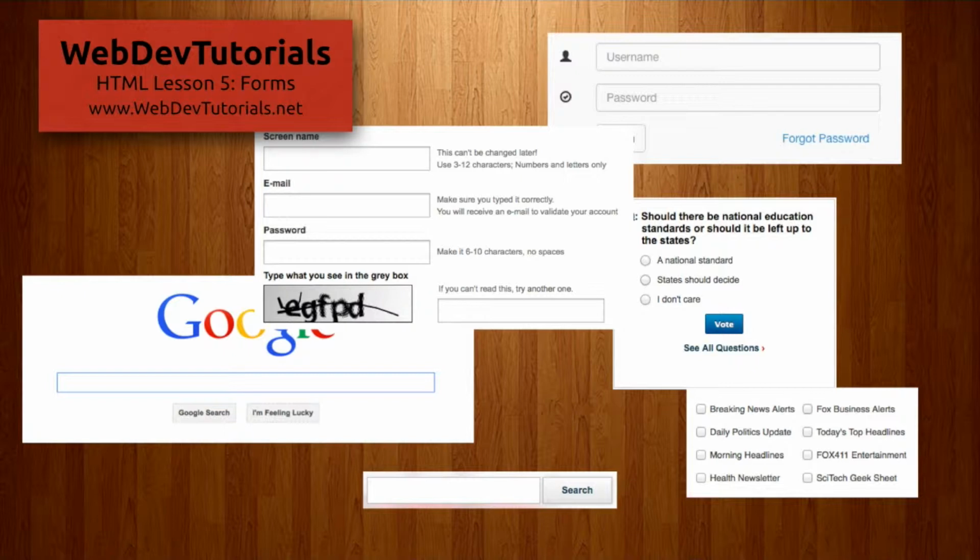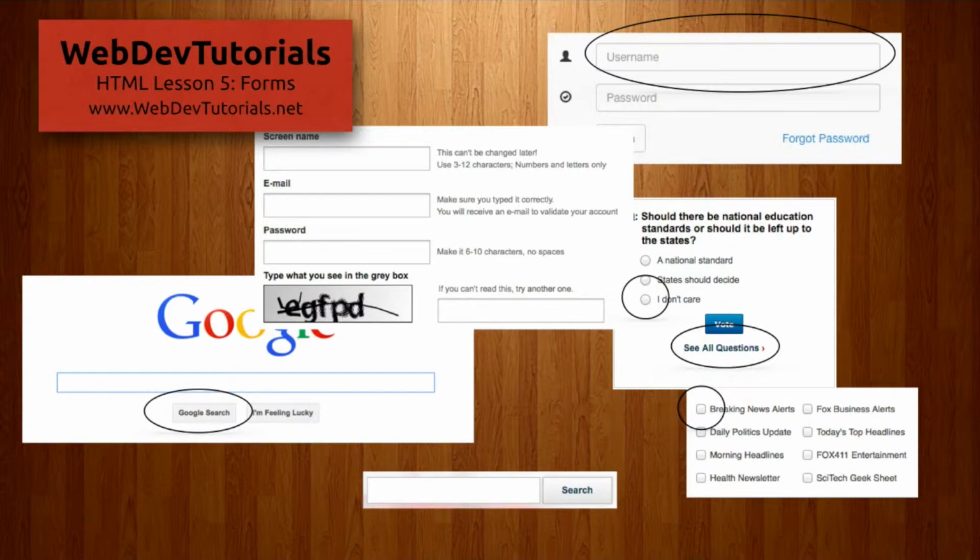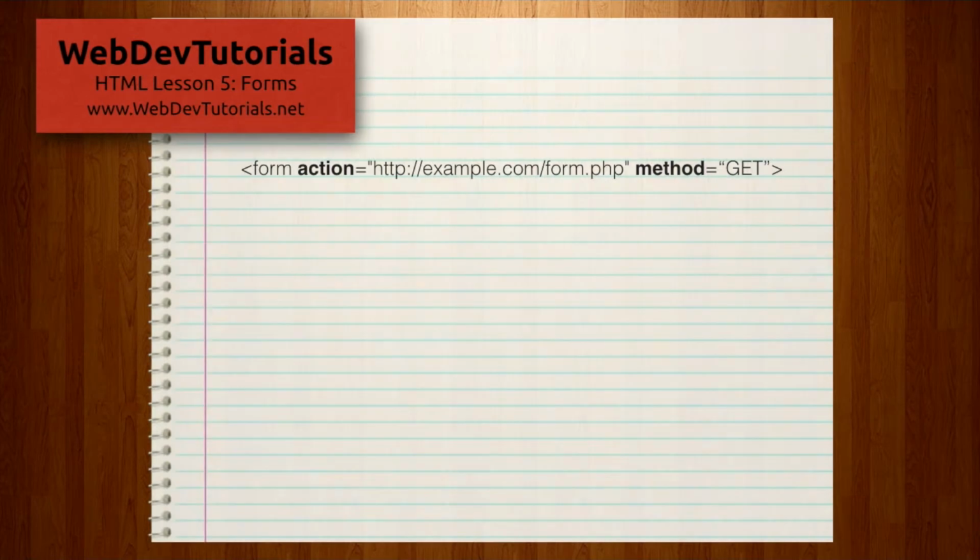Forms can also take many different shapes and sizes. You can have forms that are only one input box, or you can have forms that span multiple pages. You can have input boxes, checkboxes, radio buttons, drop-down menus, buttons, and more. Let's take a look at implementing one.